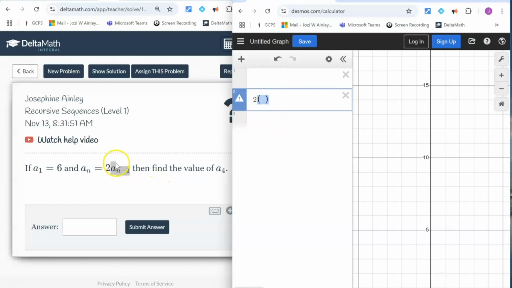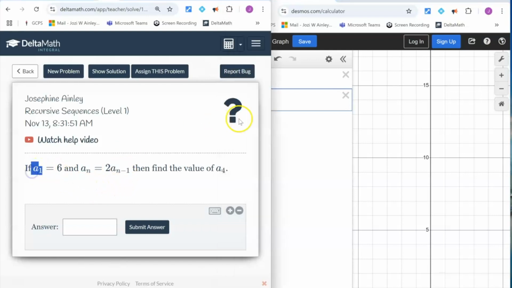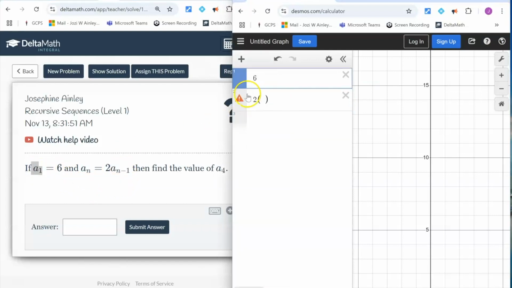But if you just write it where you put parentheses where it says previous term, you're fine. All right, my first term is 6. So I start with 6. Comma. To find my second one, you take the previous one and put it in the parentheses. So 2 times 6 is 12. So my second term is 12.